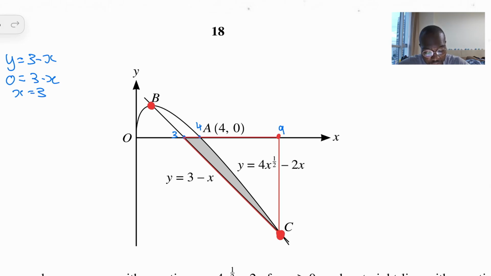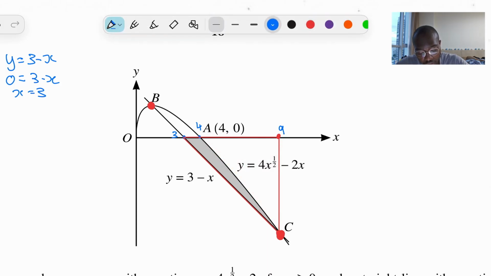So first of all, let's work out what this area under the curve is. To do that, we will use integration. It'll be the integral from 4 to 9, and it will just be of 4x to the minus a half minus 2x.